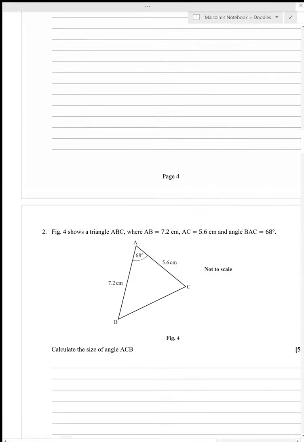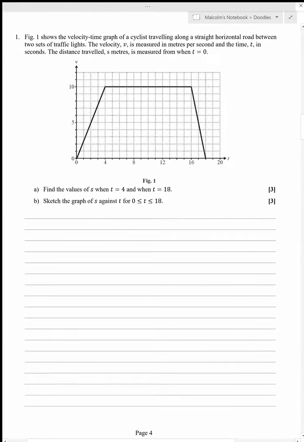Right, it's Maths Q. For some reason, when I start to record, it always moves my place on the page. I don't really know why.